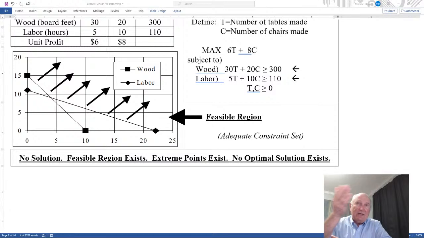Here's an example of 3 extreme points. None of them are optimal because I can find a value out here somewhere that has an objective function which is greater. But if you do have an optimal solution to an LP, then the LP theorem says it's going to include at least one extreme point. So an extreme point doesn't mean you have an optimal solution, but if you have an optimal solution, it does mean that one or more extreme points are part of that solution. We'll see that in a minute.